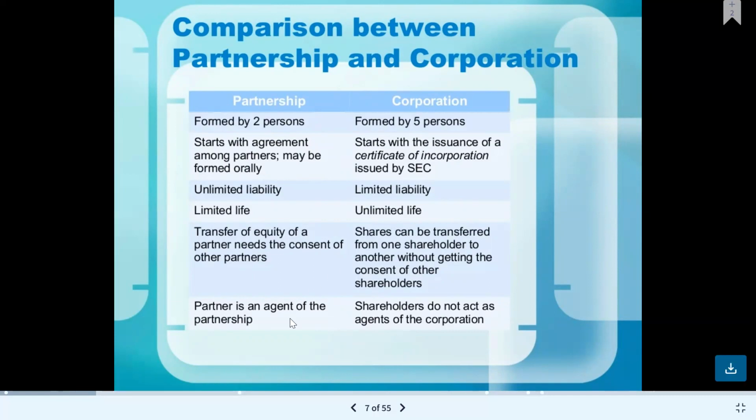And in general, as to who will manage or govern the corporation, as well as the partnership, by nature a partner is an agent of the partnership. It means a partner is a representative of the whole partnership. But in a corporation, shareholders do not act as an agent of the corporation. So again, the governing body of the corporation, you call it the board of directors.